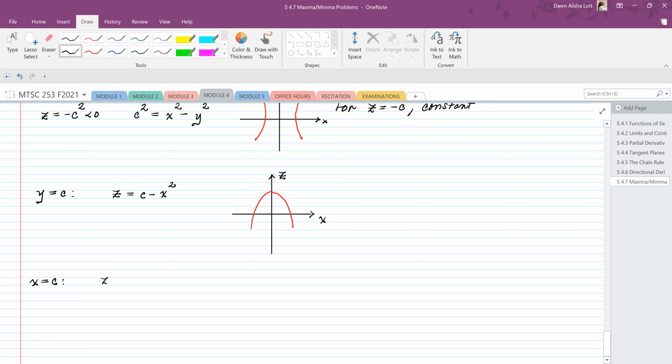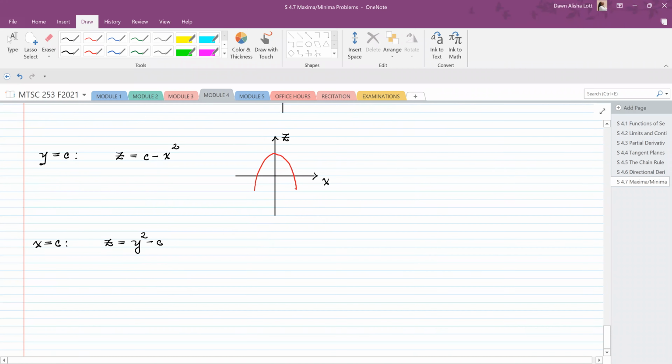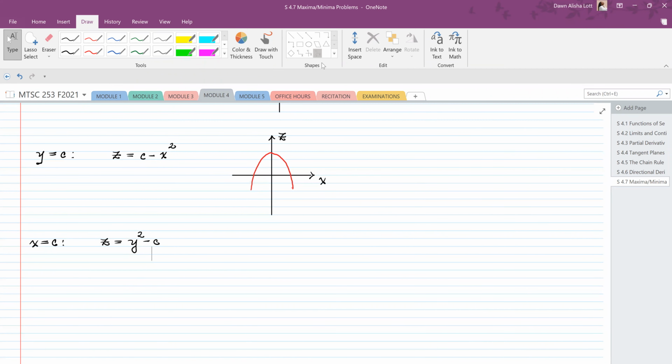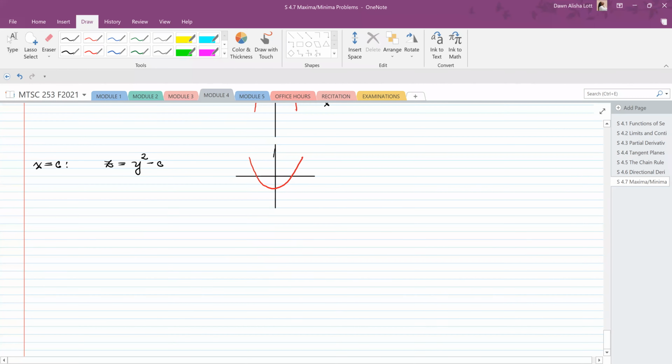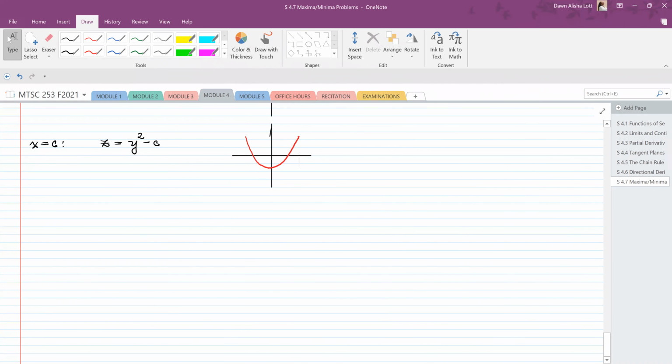Okay. And then if x is equal to a constant, you get z is equal to y squared minus c. And so therefore you get, wrong picture, wrong picture. You get a facing up parabola. Okay, so now this whole thing, if you remember, looks like this.